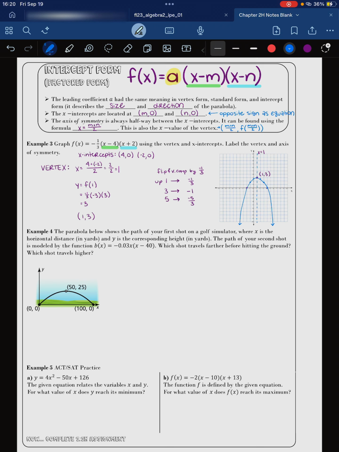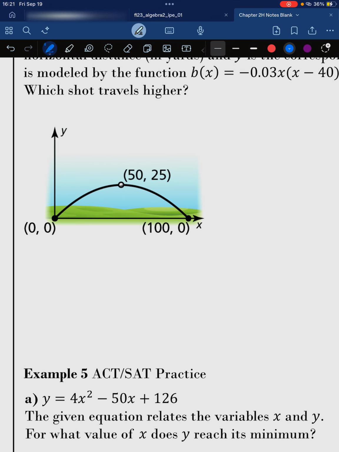Okay, example 4. We have a golf shot simulator where x is the horizontal distance in yards, y is the height, and here I have the first shot is given to me in the graph, the second shot is given to me by a function. So I'm going to go ahead and kind of sketch a graph for that second shot.